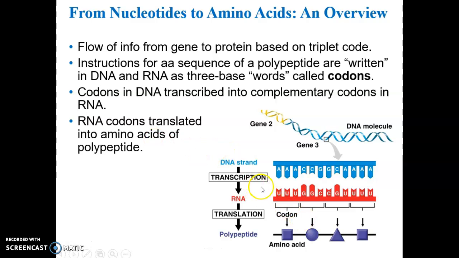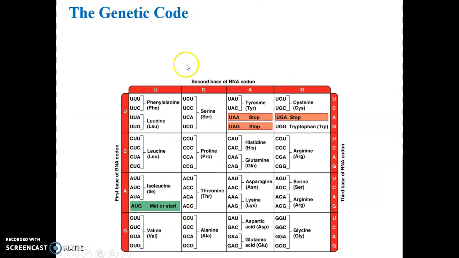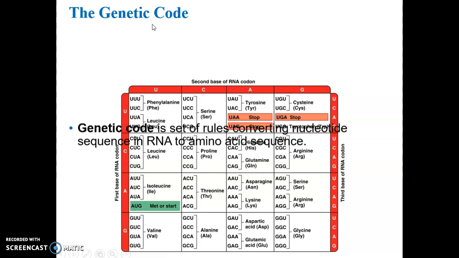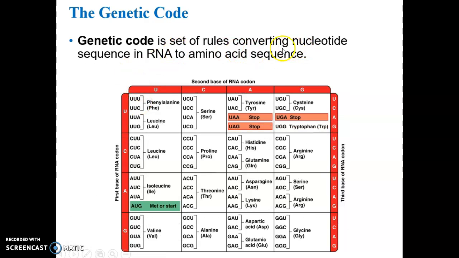Okay, so the RNA codons are translated into the specific amino acids of a polypeptide, as we'll see. And how is this done? It's done through what's called the genetic code. So this is essentially the universal code that's used by essentially all organisms on Earth. And it's a set of rules that allows for the conversion of the nucleotide sequences, the 3 bases in RNA, those codons, into a specific amino acid and an amino acid sequence as the polypeptide chain is being built.